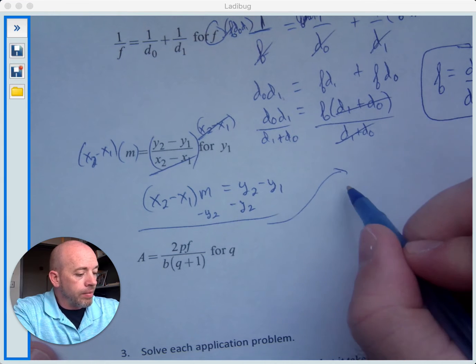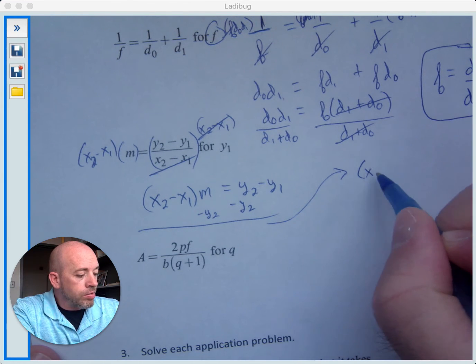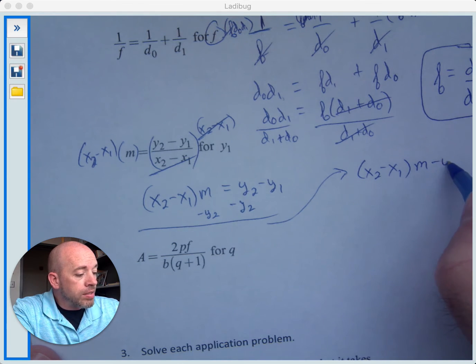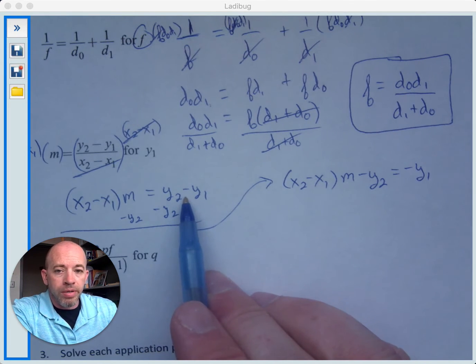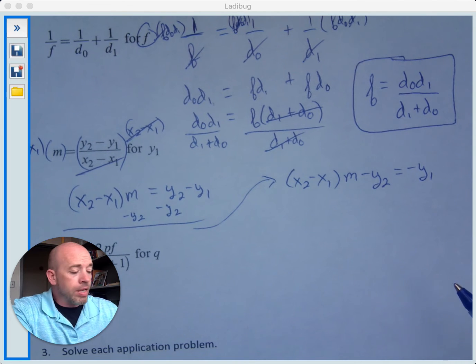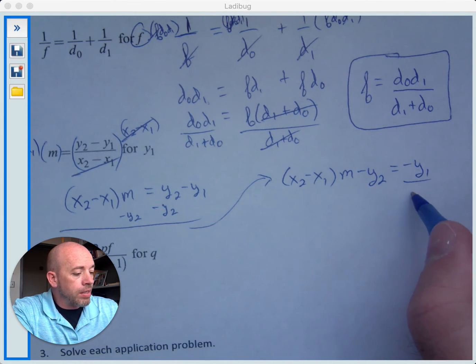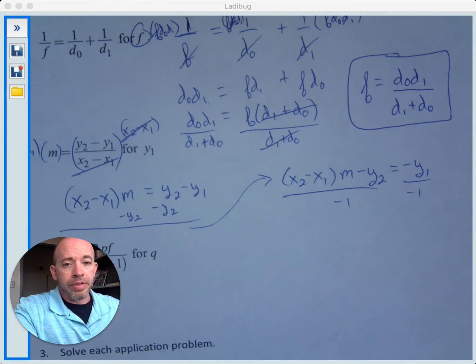What's that look like? Well, now I have x sub 2 minus x sub 1 times m minus y sub 2 equals negative y sub 1. Don't forget there's a minus sign in front of that y sub 1. So the only thing I have to do now is get rid of that minus sign, and I can accomplish that by dividing both sides by negative 1, or multiplying both sides by negative 1, either one.